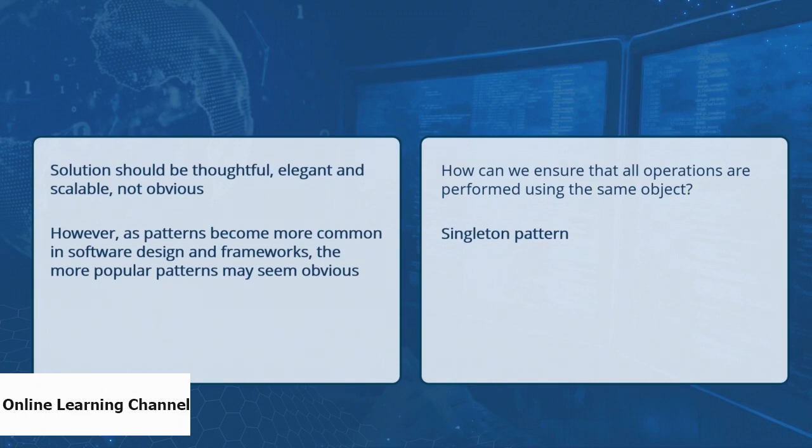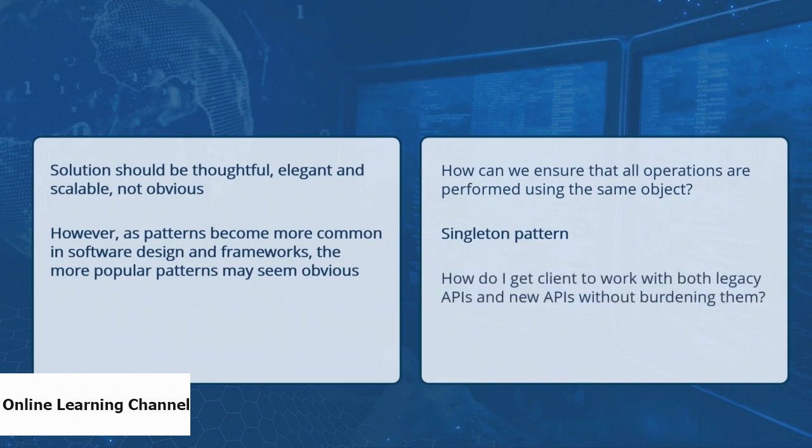Another common problem that you might encounter when working with a real code base is dealing with legacy code. A possible question that you might then ask yourself is, how do I get clients to work with both legacy APIs and new APIs without burdening them with the differences that exist between these two APIs? Well, that's exactly why we have the adapter pattern. The adapter pattern adapts legacy components so that legacy components and newly developed components both expose a uniform API to clients.